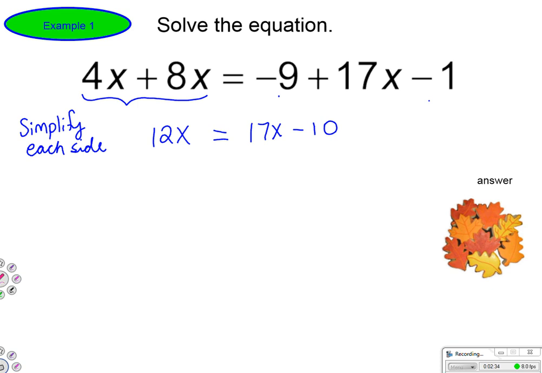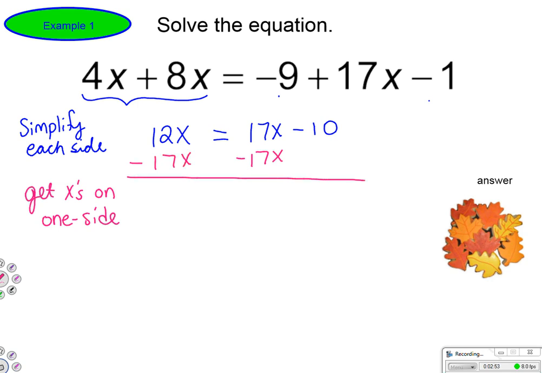Next step, we want to get x's on one side, right? If you don't think you need these notes on the left, then feel free not to copy that down. I realize you guys have been solving equations for a while. So this intro of chapter 2 might seem a little bit easy right now. 12 minus 17 is a negative 5. 17x minus 17x, that's going to go to 0, isn't it? And then I'll bring down that negative 10.